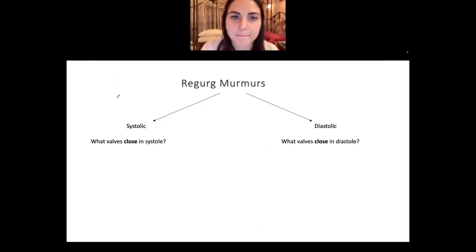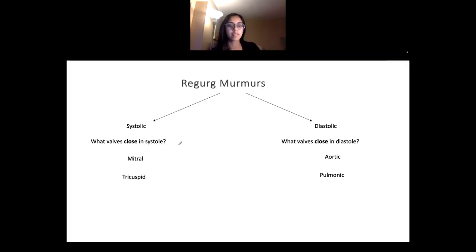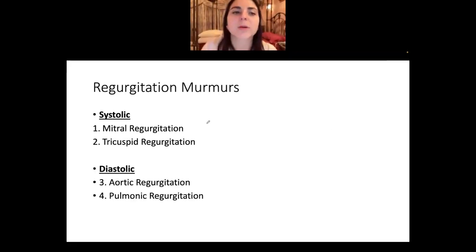So regurg murmurs, what valves are closed in systole? The mitral and the tricuspid. Mm-hmm. And then you have your aortic and pulmonic closed in diastole. Good. So for regurg murmurs, if you hear it during systole, it's going to be either mitral or tricuspid regurg, because those are the valves that should be closed during systole. And if you hear regurgitation murmurs in diastole, that's going to be either aortic or pulmonic, because those are the valves that should be closed during diastole.